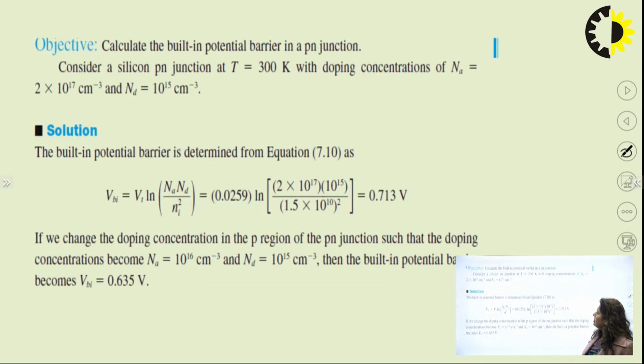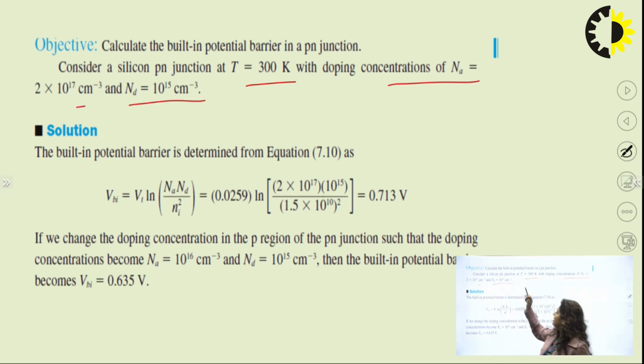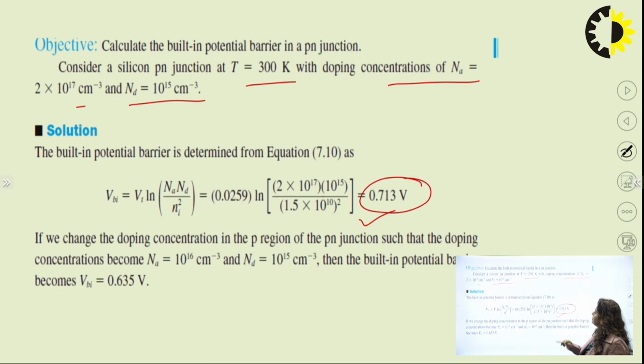So there is a problem. To calculate the built-in voltage barrier in a PN junction, consider a silicon PN junction at T equal to 300 Kelvin with doping concentrations Na and Nd given. By putting the values here, we can easily find the built-in voltage or the built-in potential barrier for silicon, which comes to around 0.713. So we have to apply a voltage above this to make the transition of electrons from the N side to the P side.